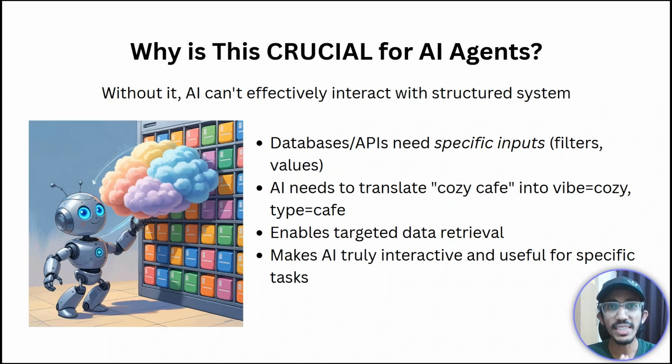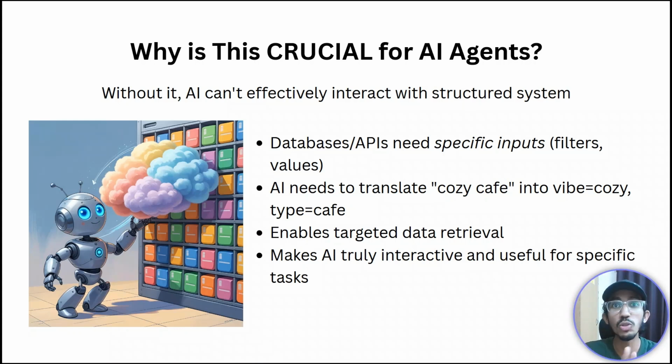Now, why is this process absolutely crucial for AI agents, especially those we want to interact with our business data or other systems? Simply put, without it, AI can't effectively interact with structured systems. Databases and APIs need specific inputs. They need to be told exactly what filters to apply or what data points you're looking for. They don't understand something cozy.